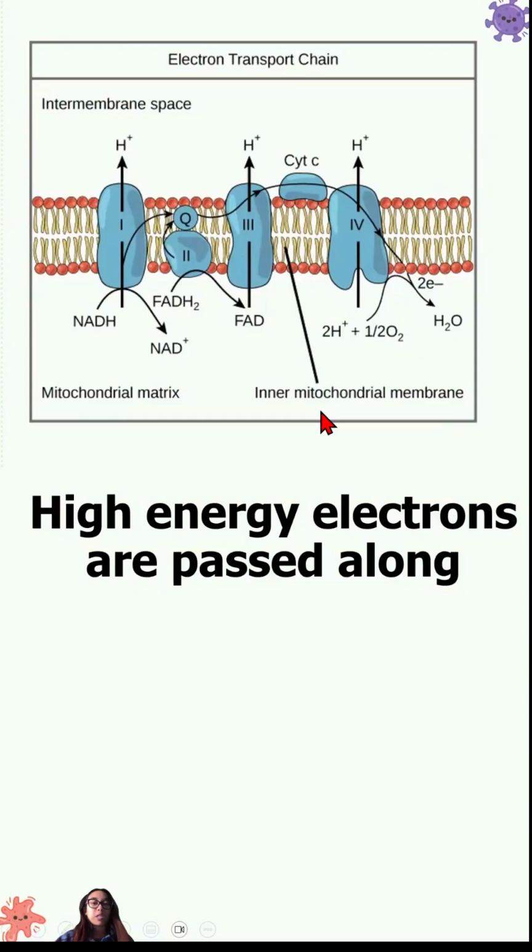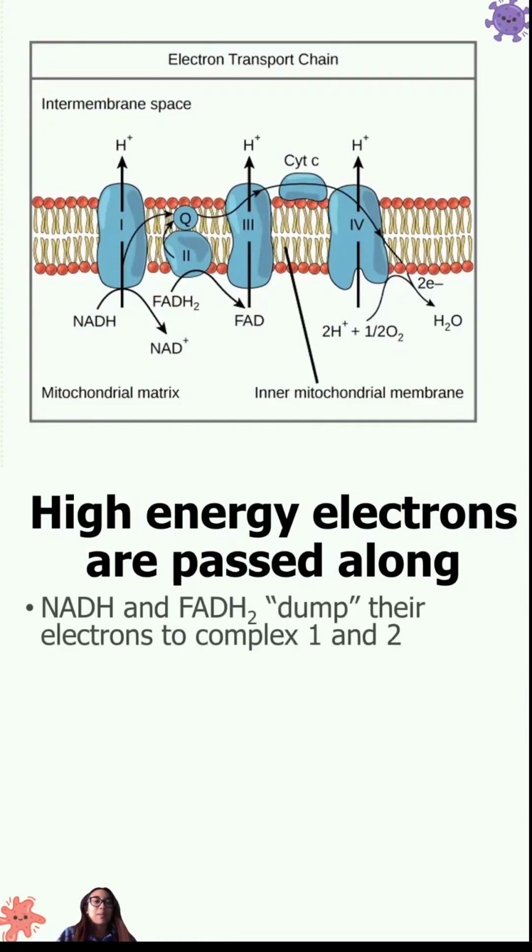In the electron transport chain, as the name suggests, there are electrons and they're going to be transported in a chain. Those electrons that we collected throughout glycolysis and decarboxylation were collected and are stored, or kind of held, by NADH and FADH2. So NADH and FADH2 bring those electrons and dump them into the electron transport chain.